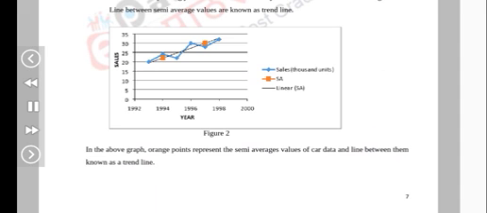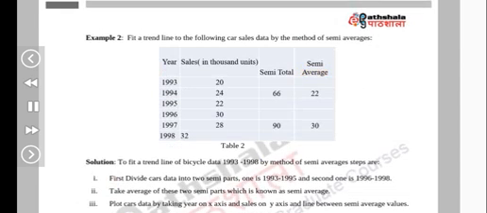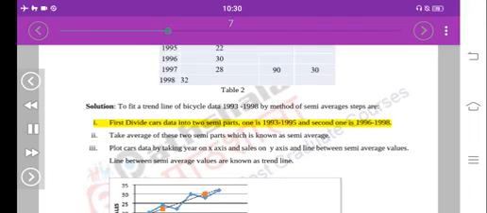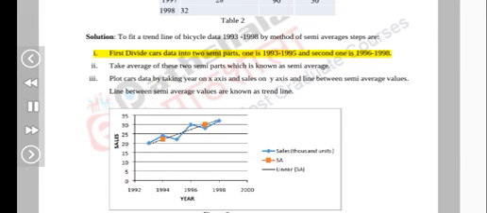Example 2. Fit a trend line to the following car sales data by the method of semi-averages. Year, sales in 1,000 units. Semi-total, semi-average. First, divide the car data into two semi-parts. One is 1993-1995 and the second one is 1996-1998. Take the average of these two semi-parts, which is known as the semi-average. Plot the car data by taking year on the x-axis and sales on the y-axis, and draw a line between the semi-average values. The line between semi-average values is known as the trend line.